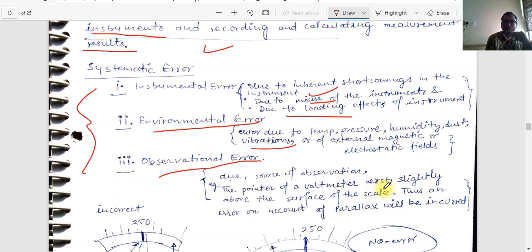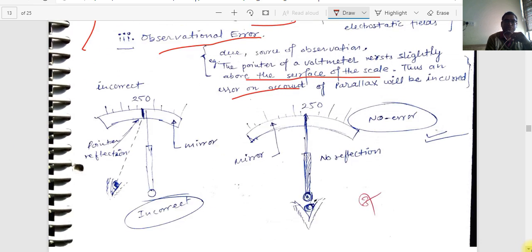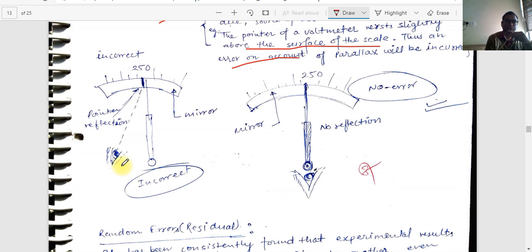The pointer of the voltmeter is slightly above the surface of the scale. Thus, error on account of parallax will occur. We can take the observational reading here. Suppose one person is reading the mirror and the pointer. When the pointer image is behind the pointer, if they are overlapping then it is the actual reading, but in this case this is the incorrect reading. This is the mirror, this is the pointer, and this is the image. If anyone is seeing from the side, he can say this is the reading, but it is not the actual reading.